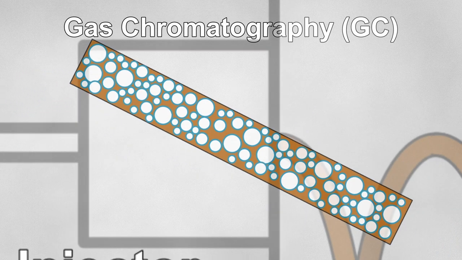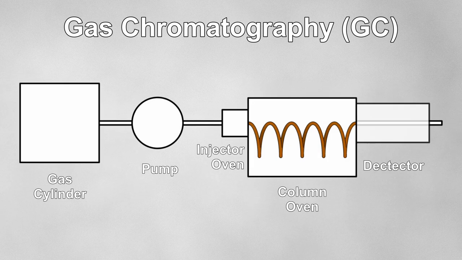The column can be up to 100 meters long and is coiled inside a computer-controlled oven. An inert carrier gas, such as argon, helium, or nitrogen, continuously flows through the column and acts as the mobile phase. At the end, there will be a detector of some kind.